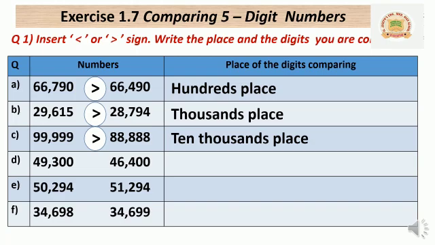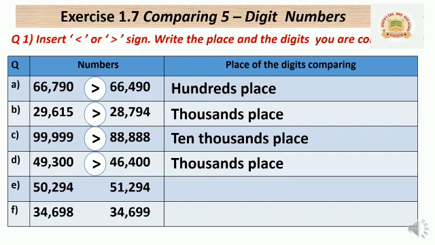Now 49,300 should be compared with 46,400. 40,000 is equal to 40,000. 9,000 is greater than 6,000. Therefore 49,300 is greater than 46,400. Thousands place has been compared here.